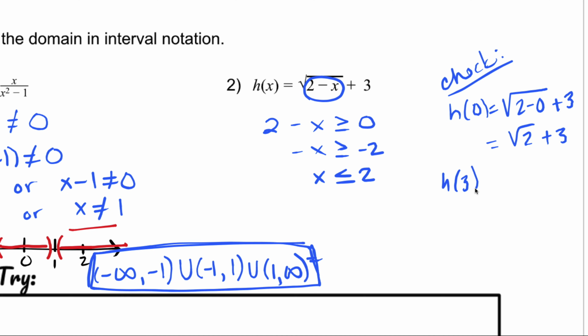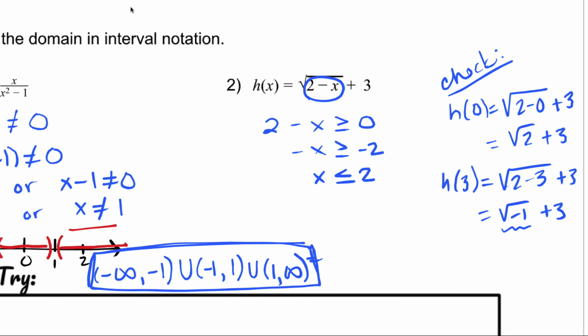Let's try 3. We're going to look and see what doesn't work. It says that x has to be less than or equal to 2. So does 3 not work? So the square root of 2 minus 3 plus 3 would be equal to the square root of negative 1 plus 3. And here is where we have a problem in the real number system. Square root of negative 1 is not a real number. So that means that 3 is not a valid input. So now that makes me a little more confident that x less than or equal to 2 is our valid range.